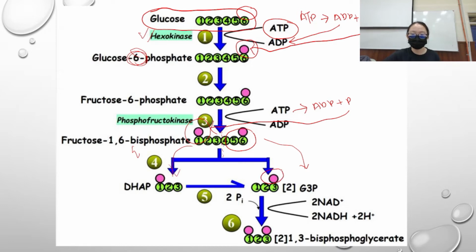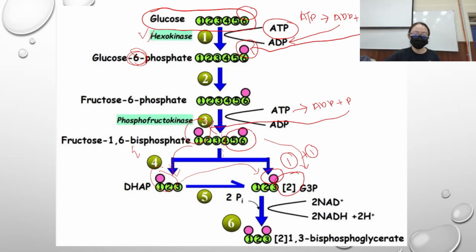In G3P, the phosphate group is on the right, but in DHAP, the phosphate group is on the left. So DHAP needs to rearrange in order to become G3P. Now we already have one G3P, and the DHAP is rearranged to become G3P. So we have another G3P. So in total we have 2 G3P.